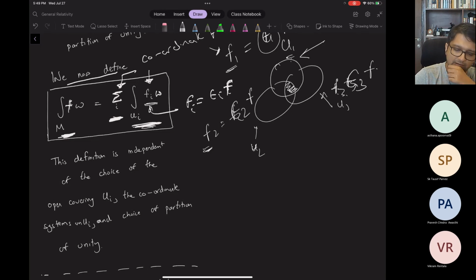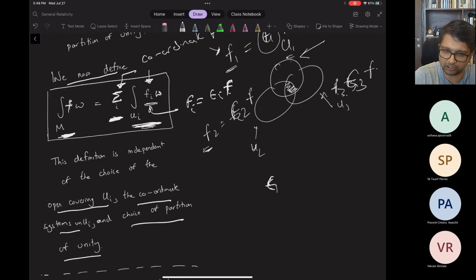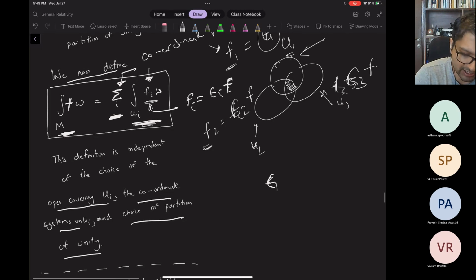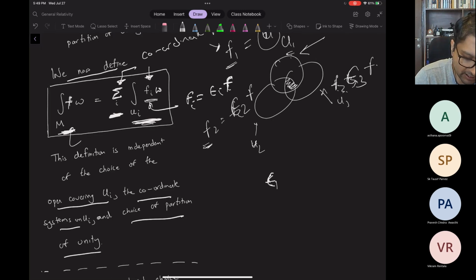This definition is now independent of any choice of the open covering Ui. It doesn't care about what particular choice I made of these patches. It's also independent of any coordinate systems that we choose, and independent of how we do this partitioning of unity into epsilon 1, epsilon 2, and epsilon 3. So this gives us a definition for what we mean by an integration over the manifold. Is this idea clear?